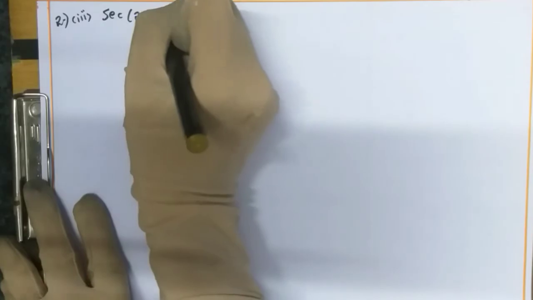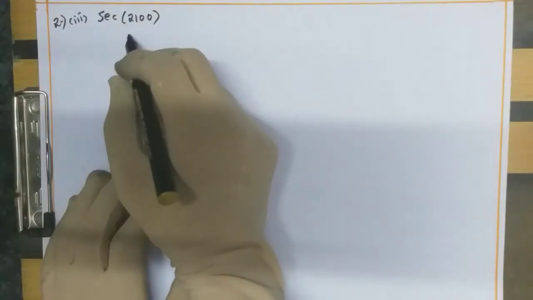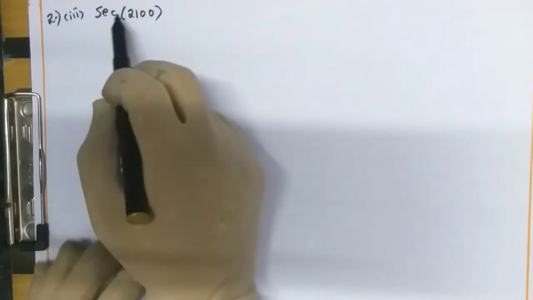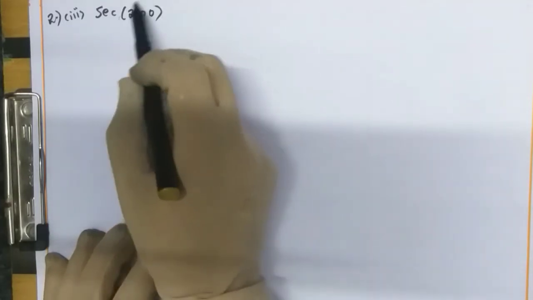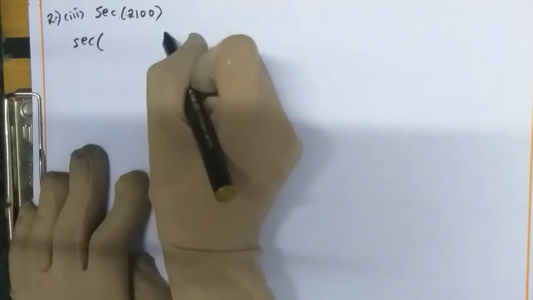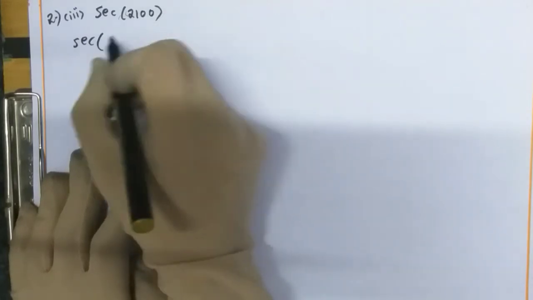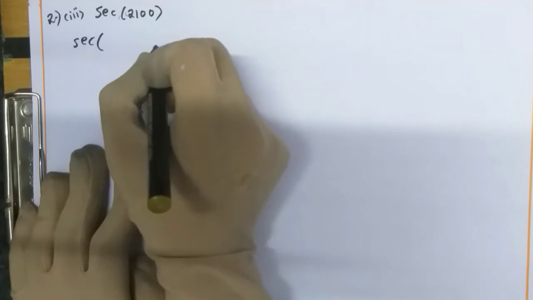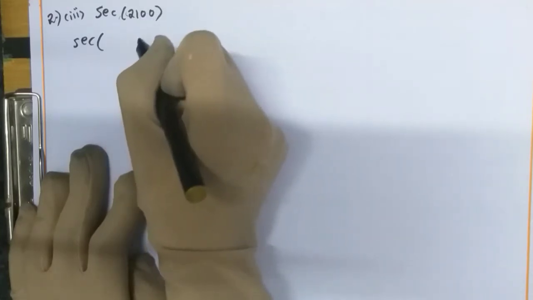Second question, third bit. Find out the value of secant 2100. So secant 2100, we have to open this. How to open this? This is 2100, so it is a very big number. What I can do is, I told you that you can take something plus 60 or something minus 60 or something plus 30 or something minus 30. So I'll take here plus 60.